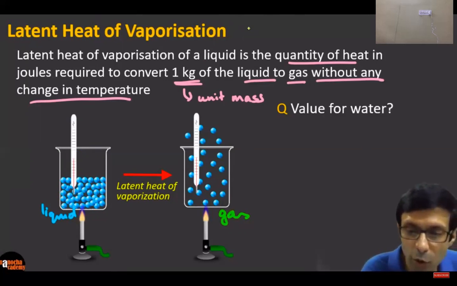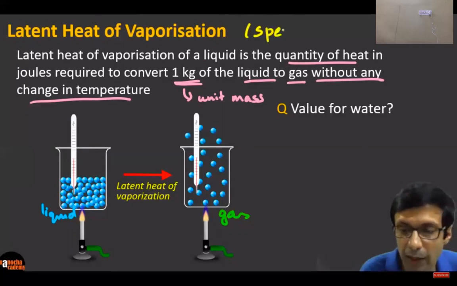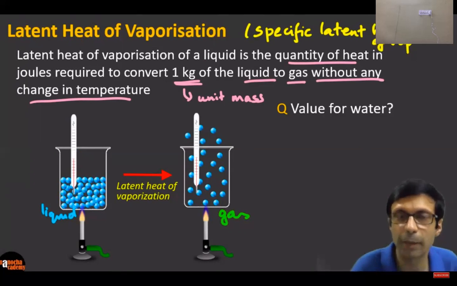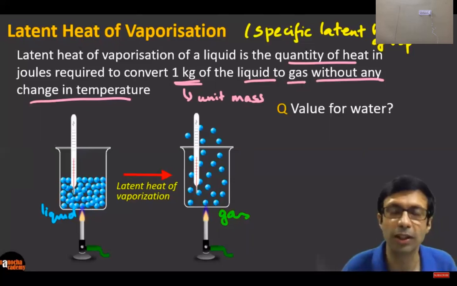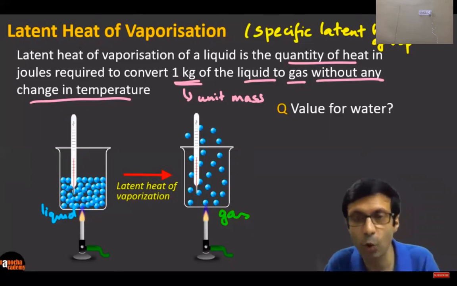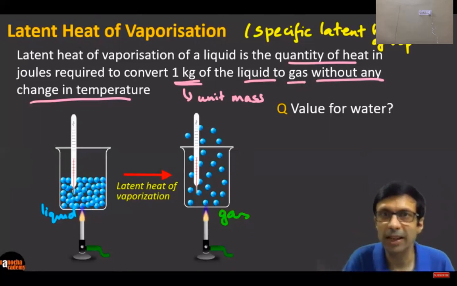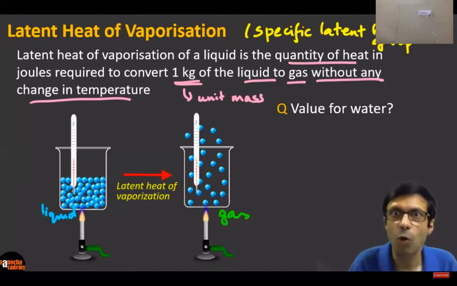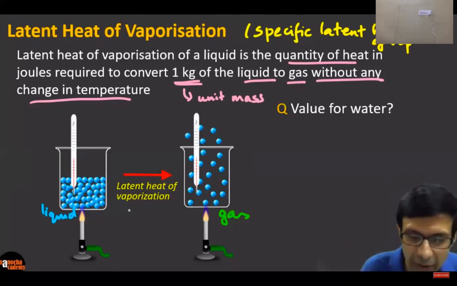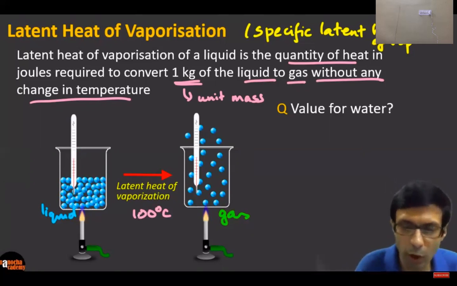In some books, you might also find this term written as specific latent heat of vaporization. So it depends on what book you're using. So these are the terms, and it's given a definition. Now one question is, do you know what is the value for water? What does this mean? If you take 1 kg of water, how much heat energy is required to convert from liquid to gas? And we know this is all happening at 100 degrees Celsius. So guys, do you know what is the value for water here?